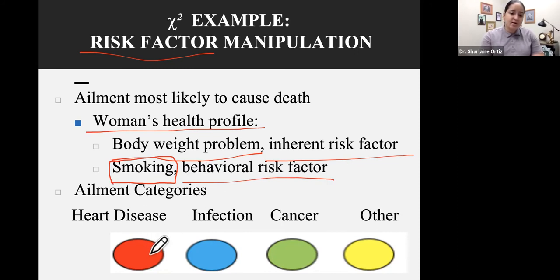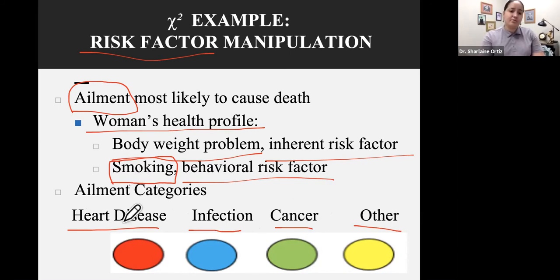Now we're going to switch from pills. We're going to switch those categories of pills into an ailment, right? We're going to switch them into an illness. So red here is going to symbolize heart disease, blue infection, green cancer, and then yellow is going to represent other.